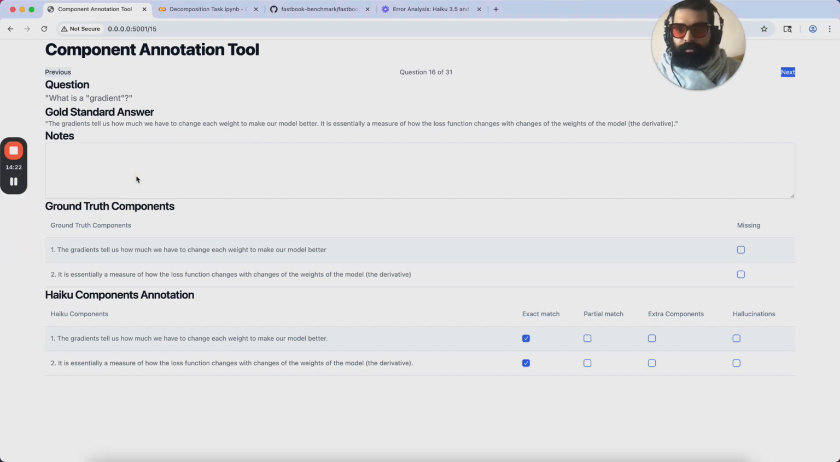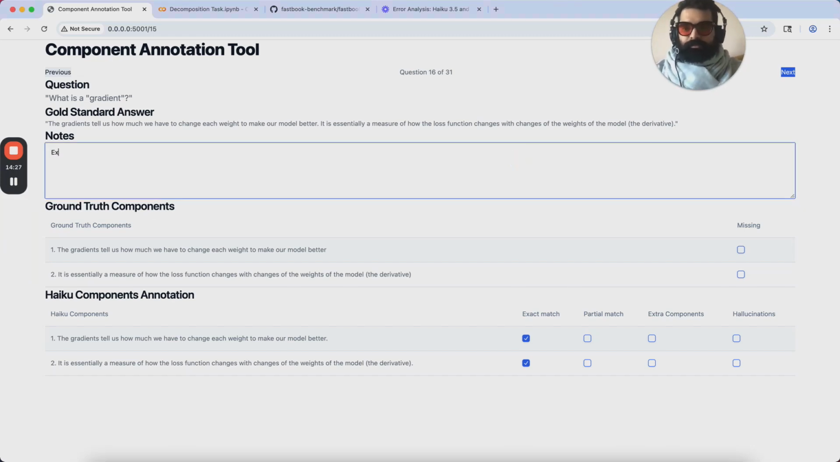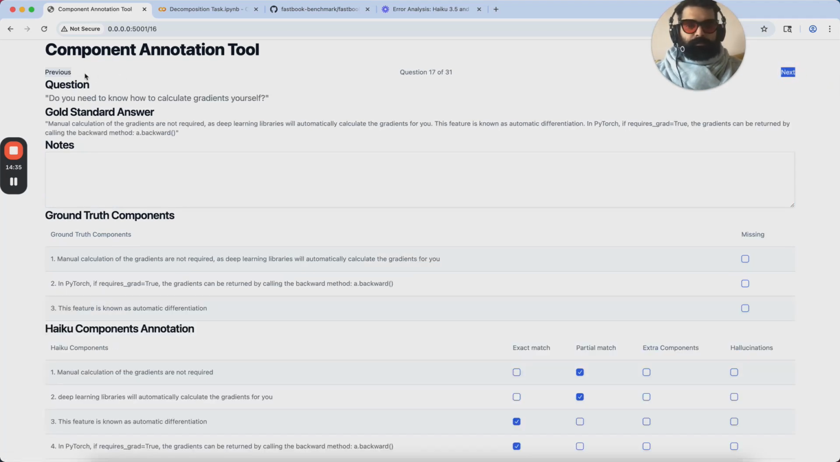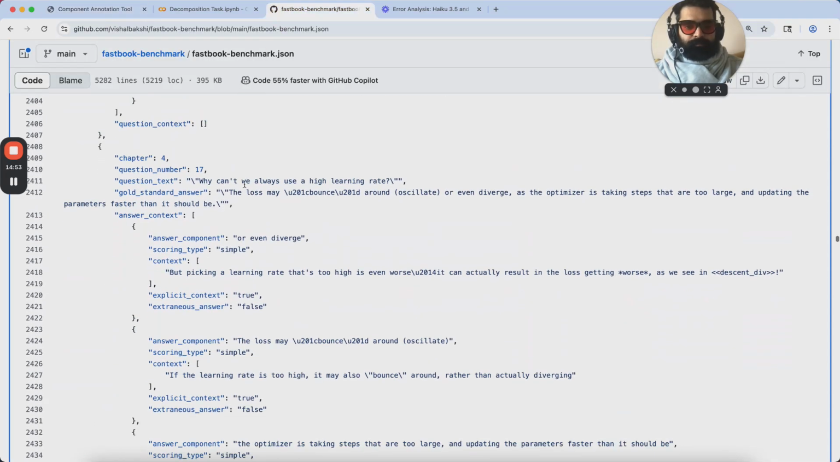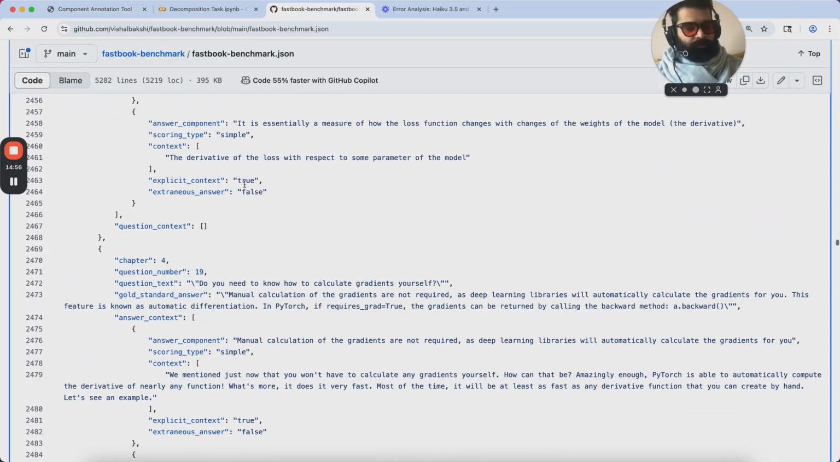Question 16, what is a gradient? Oh, exact match. So let's say exact match. No comments. Love this. Do you need to know how to calculate gradients yourself? This feature known as differentiation in PyTorch. Manual calculations, the gradients are required. Deeper. Yeah. Let's see.